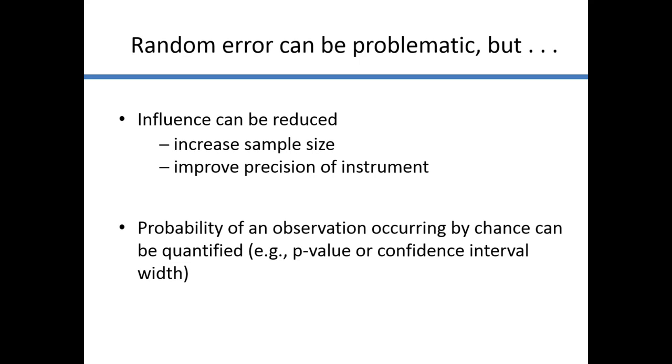It's just like the margin of error that you see on a poll. You know, you see these polls and they say plus or minus 3%. We all know about presidential polls now, not to trust them. But if you see something that has a plus or minus on it, that can be reduced by just increasing the sample size or increasing the precision of your instrument, a better instrument. Next slide, please.